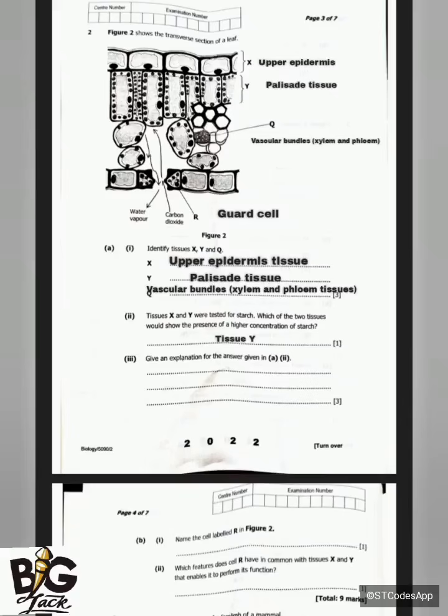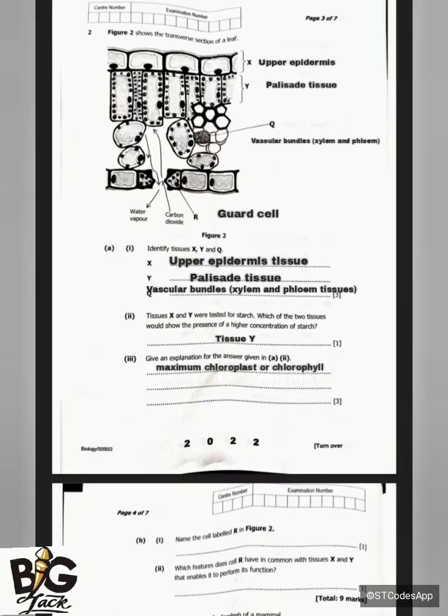The next one, Roman numeral 3, says give an explanation for the answer given in A, Roman numeral 2, which is 3 marks. For Roman numeral 2, I said it is tissue Y, because it is a palisade cell and it contains maximum chloroplast or chlorophyll. Now we need to give a reason why this one is going to show a concentration of starch, which is structure Y. So the first one, I'm going to say because of maximum chlorophyll or chloroplast.